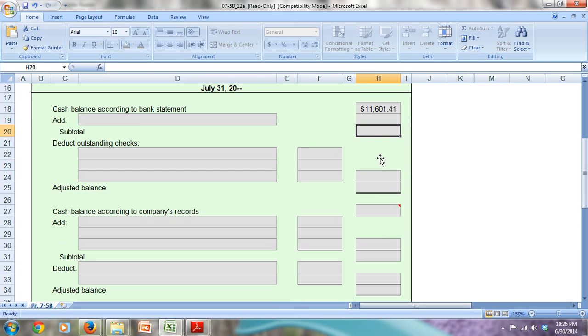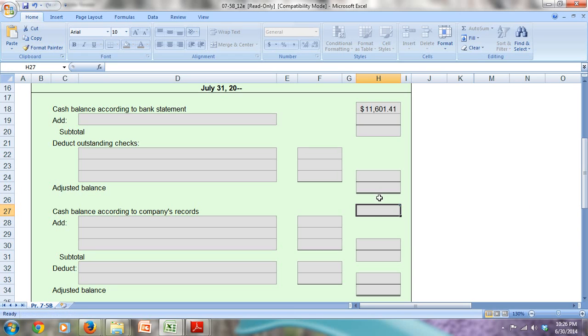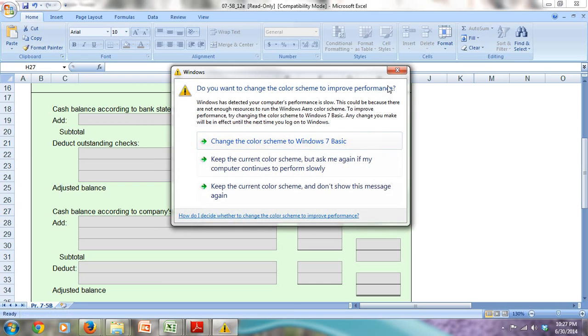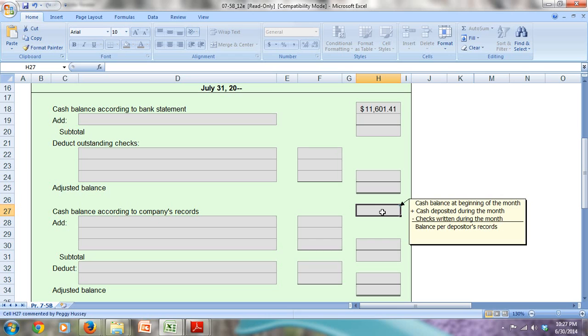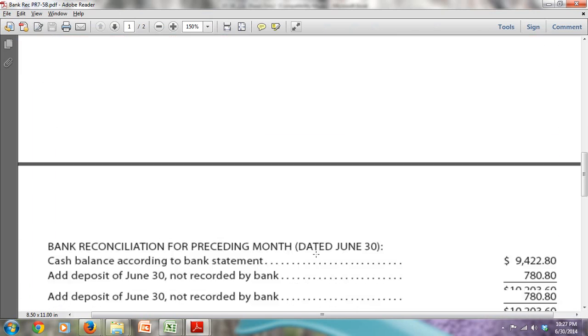Okay. And then we're going to scroll down here and put this box, the cash balance per the company records. You'll notice that if you hover your cursor over that box, that little red thing means there's a cell comment that's been put in there for you. It says to start with the cash at the beginning of the month, add the deposits for the month, and then subtract the checks written for the month, and that'll give you the balance per the books.